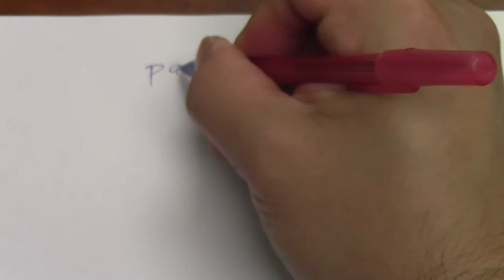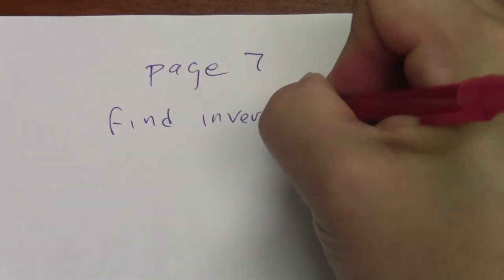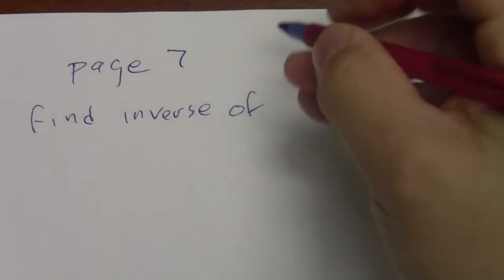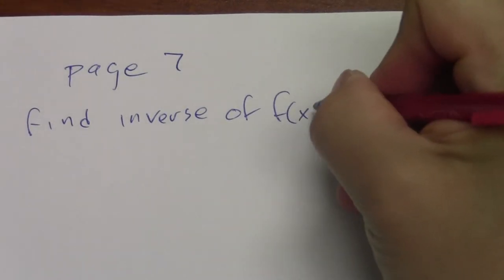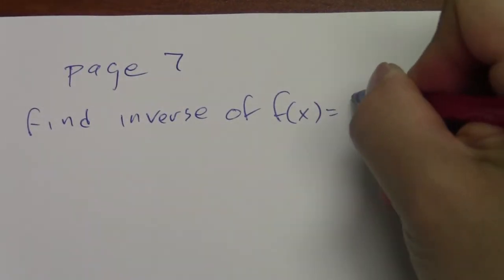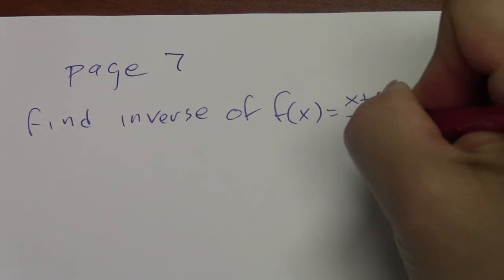Page 7. Inverse functions. Find the inverse of f of x equals x plus 5 over 7.